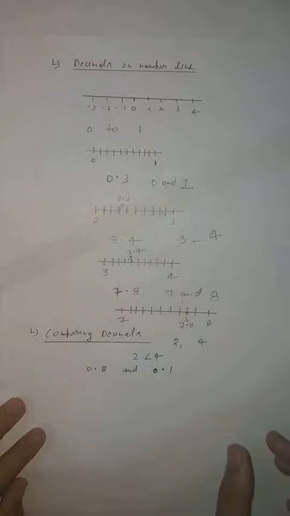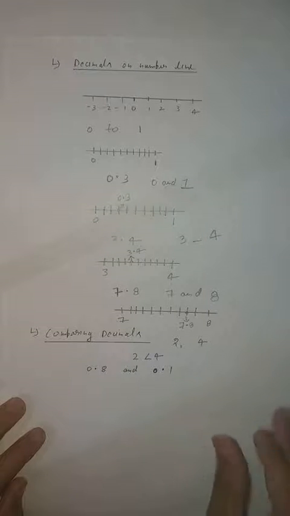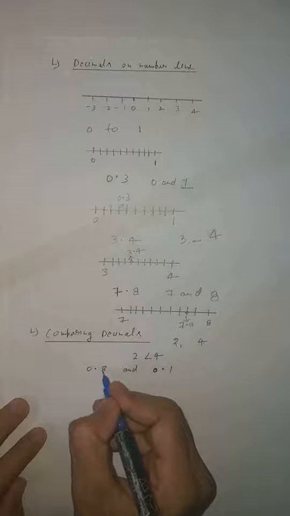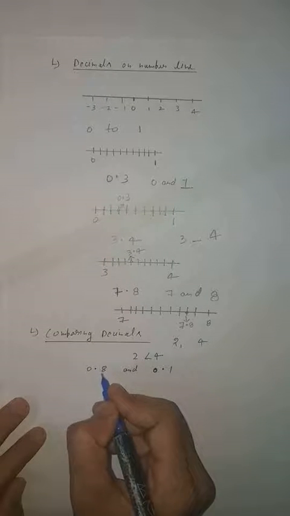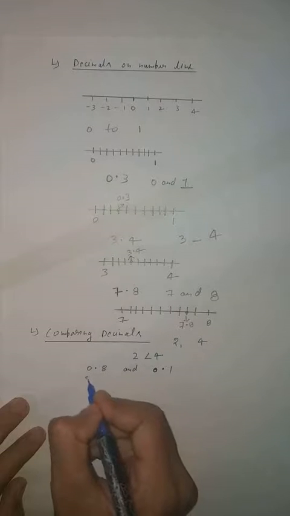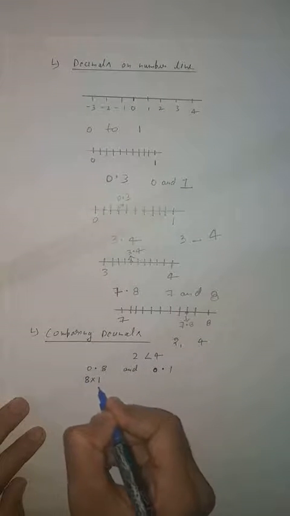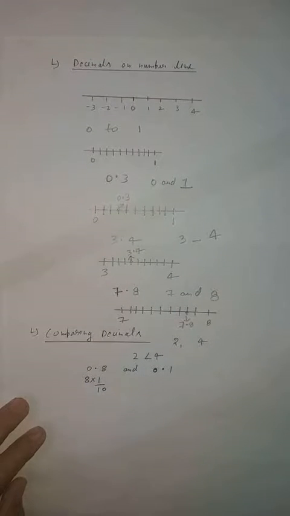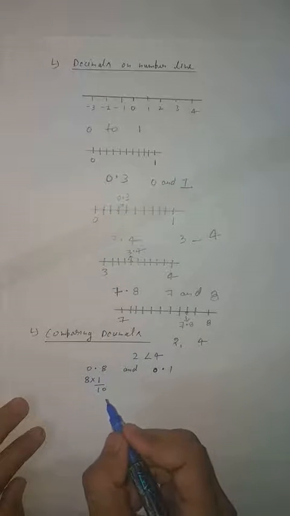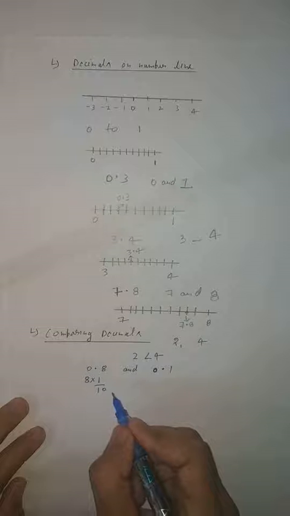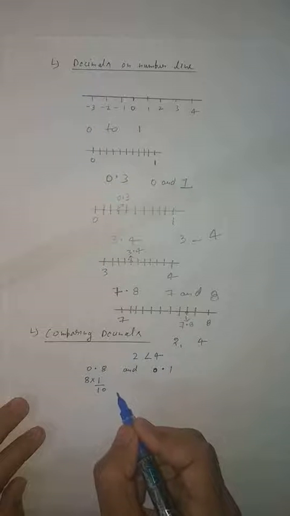So how will you compare, students, which one is greater? Clear? Now you know what I explained in the previous video: after the decimal, the first place is known as tenths. So tenths means, students, what? 8 multiplied by 1 upon 10. This is clear because after the decimal this is the tenths place. So the tenths place, you know, is 1 by 10. Hundredths means 1 by 100. Thousandths means 1 by 1000.